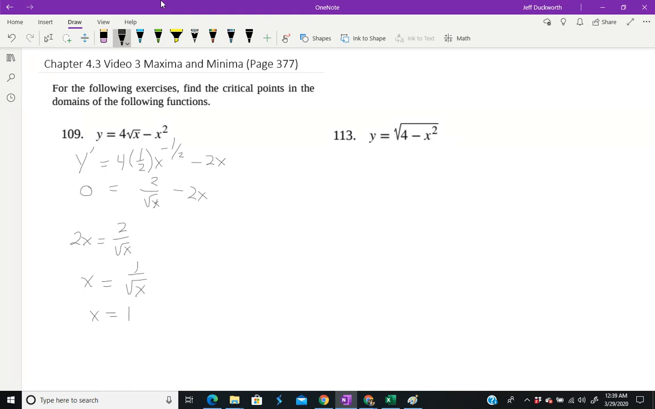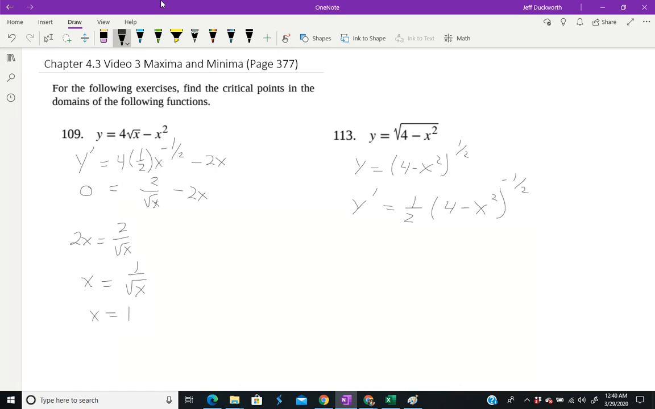All right, problem number 113, we take the derivative. Actually, let me do a little different step here. So let's rewrite this. That's how we would write this. So now we can take the derivative using our power and then chain rule. So y prime is equal to 1/2 times this whole quantity, 4 minus x squared. And then 1/2 minus 1 is negative 1/2.